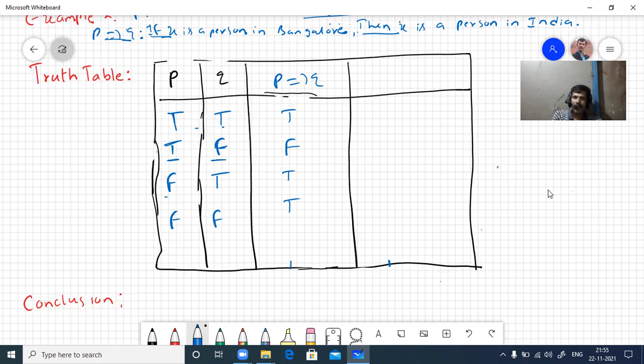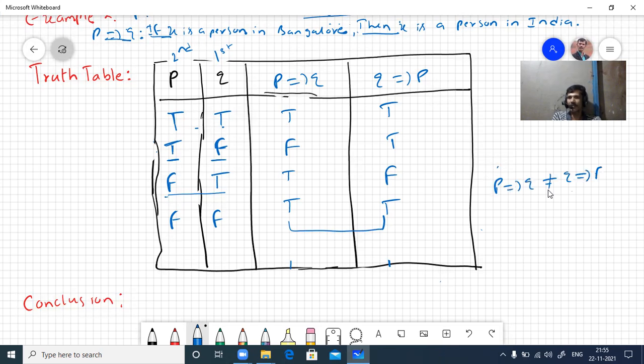And Q implies P. Now I'll check. Now the first statement is Q and the second statement is P. If the first statement is true, a true statement cannot imply a false statement, so in this case it is false. In all remaining cases it is true. Observe P implies Q and Q implies P: are the truth values identical? No. So P implies Q and Q implies P are not equal.